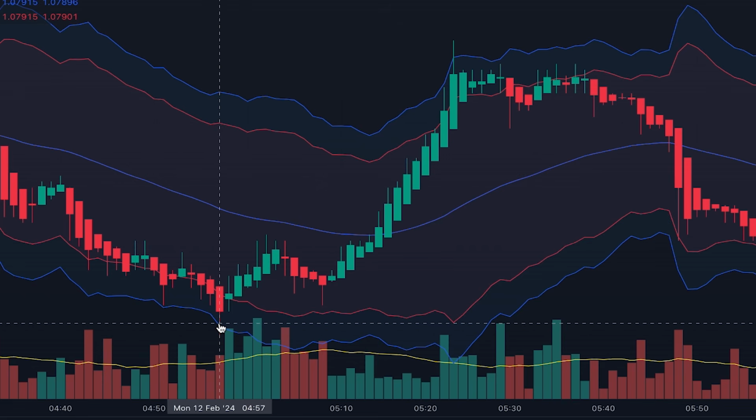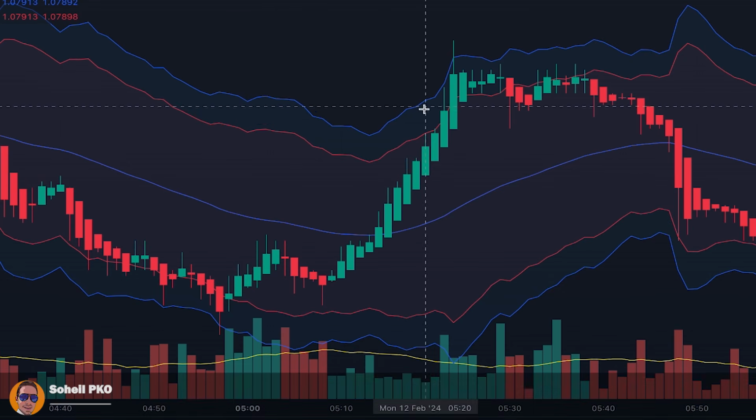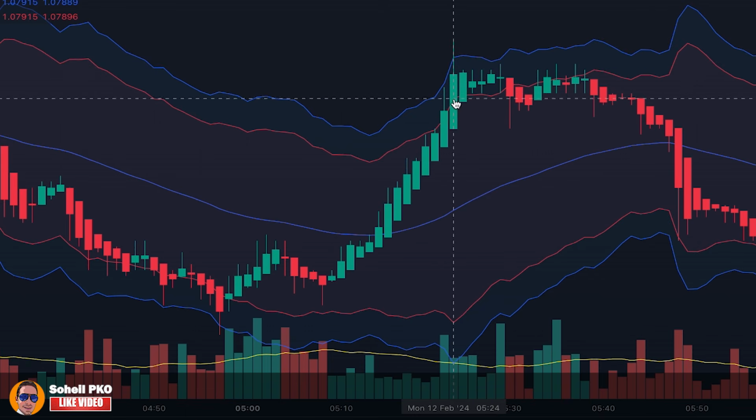Then in the next step we wait for the first green candle that is closed above the red Keltner channel, and for this candle that is closed above the red line, the volume should be above the average. If the volume is below the average, the signal is rejected because it shows weak interest in the market. So for the first green candle closed above the red line, we want above the average volume. When we have all these conditions, we have high probability of reversal and having the price going to the opposite band.